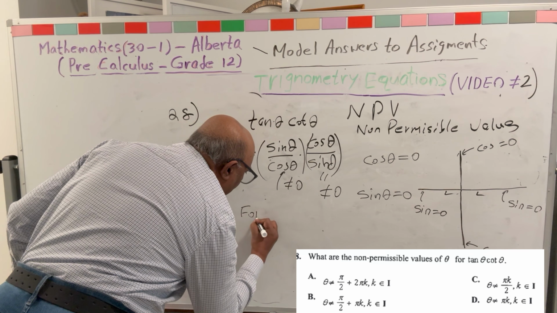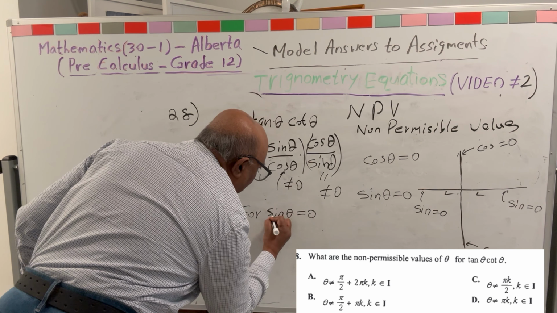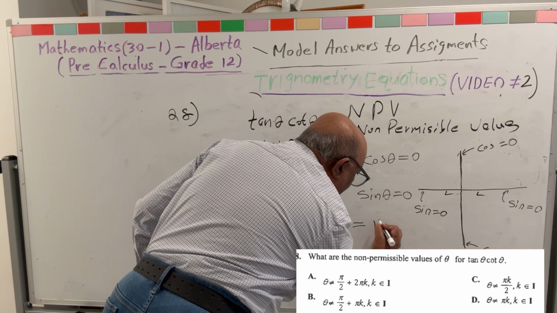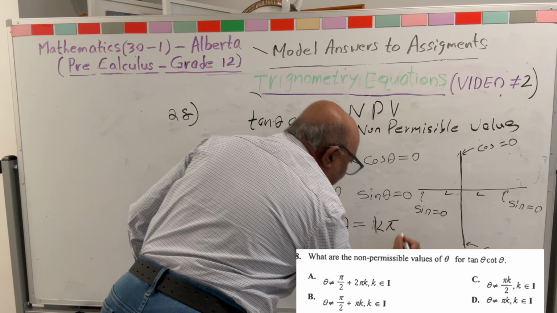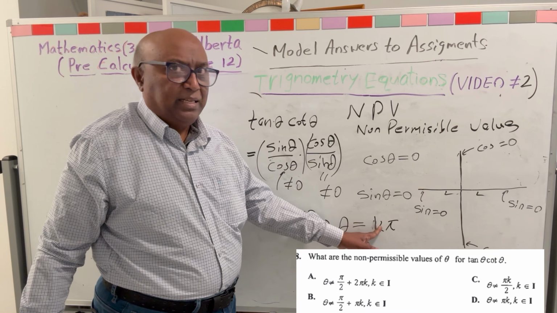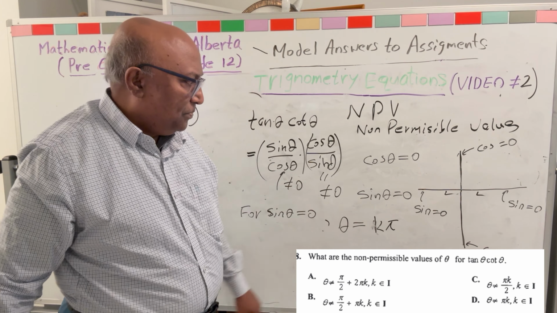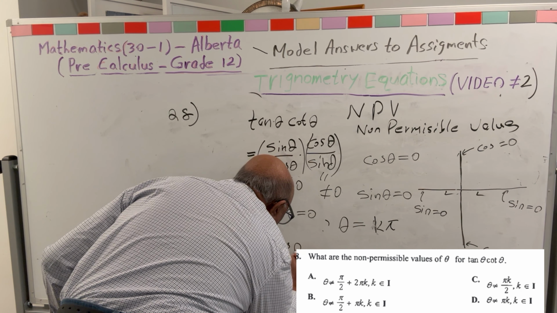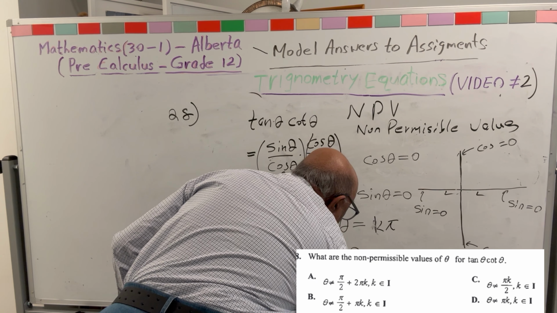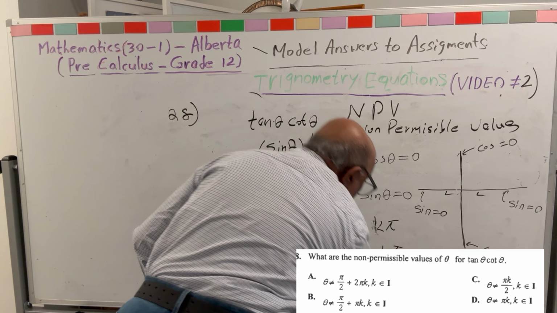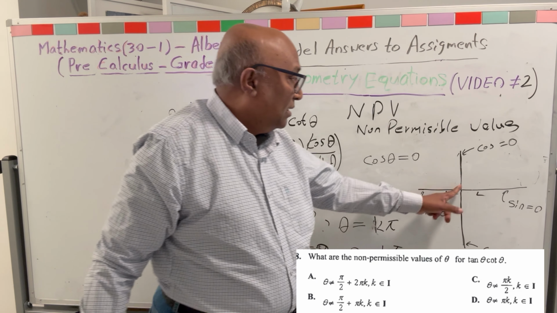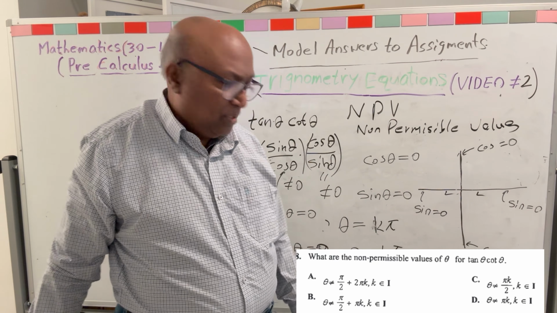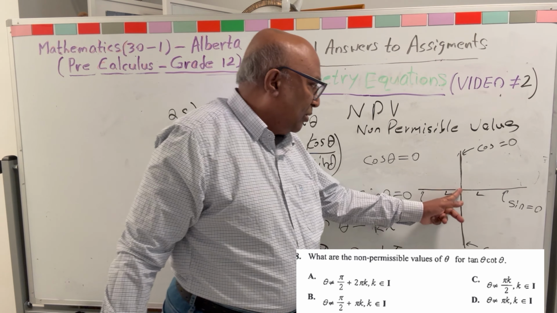For sin theta equals 0, what is theta? Theta is actually a multiple of pi. We can say k pi in general, where k is an integer, including 0. How do you address the other one? For cosine theta equal to 0, theta equals a multiple of pi by 2. For example, if you substitute k equals 1, this is this position. If you substitute any odd value for k, those are this position. If you substitute any even value for k, this will go to the other position.